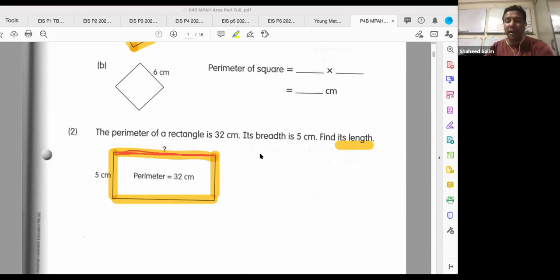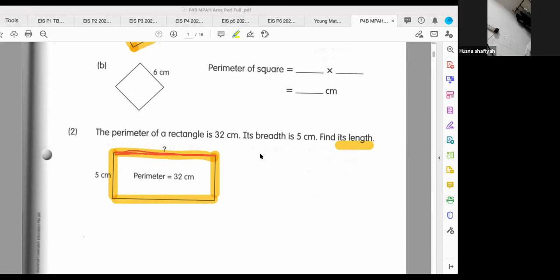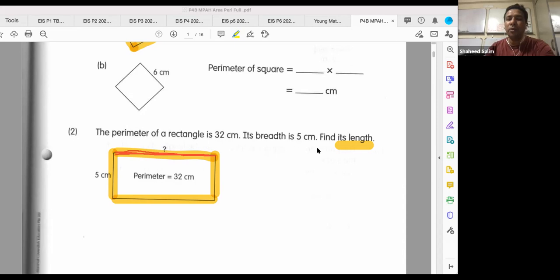Shafia, do you know? Neris, do you know? Tell us how to do it. Teach us. Or Neris, do you know how to do this?